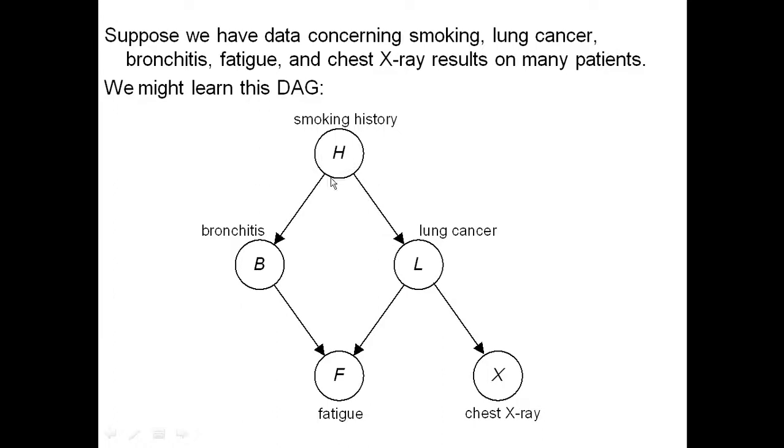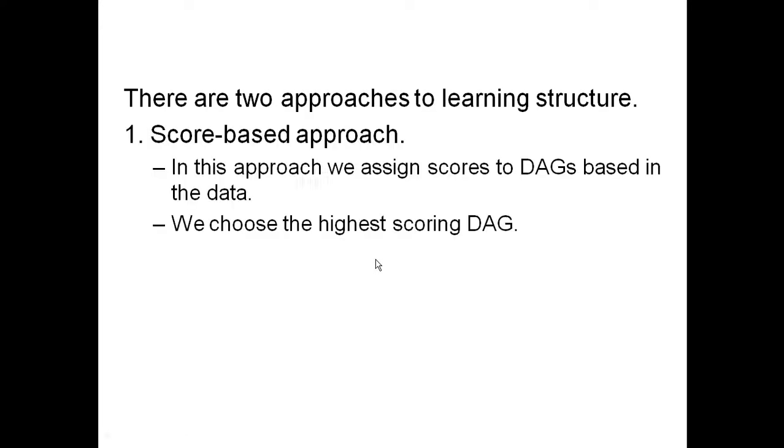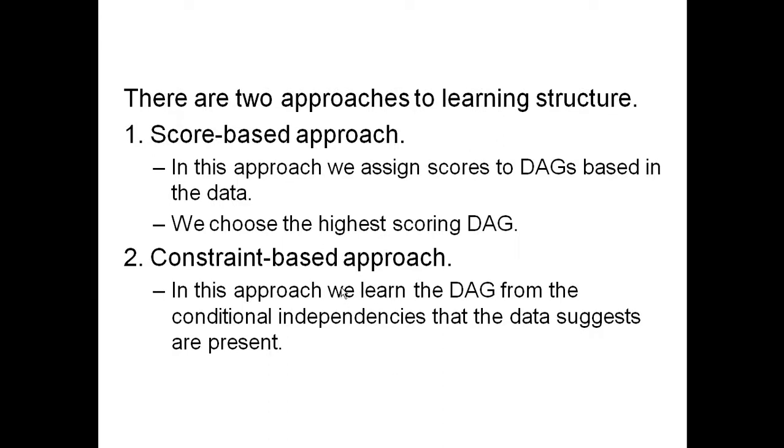Rather than asking the expert, the other way that we talked about before, where we told the expert we have these 5 variables, you identify their causal relationships. There are 2 approaches to learning structure. In the score-based approach, we assign a score to the DAG based on the data. This approach is discussed in the text Contemporary Artificial Intelligence. It's not nearly as intuitive as the other approach, which is the constraint-based approach. That's the approach largely forwarded by Judea Pearl, who I mentioned before, and the researchers at Carnegie Mellon. In this approach, we learn the DAG from the conditional dependencies that the data suggests are present.